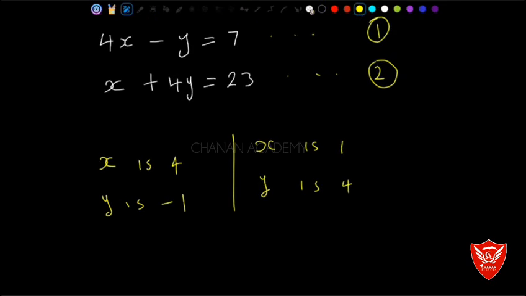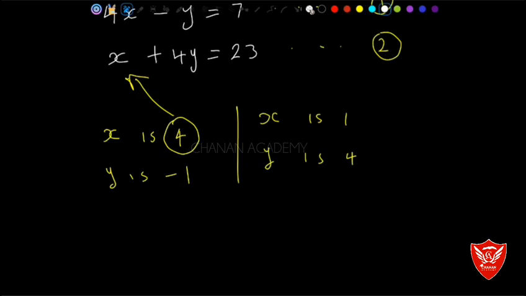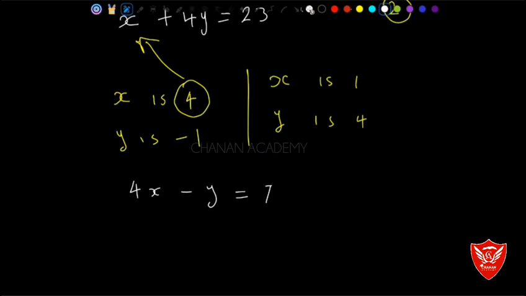Now, can you see that? So we have to choose which of the variables we want to eliminate. If we eliminate x, what we are going to do is take the 4 from equation 1 to multiply everything in equation 2. So we have 4x minus y equal to 7, this is equation 1, and then we have x plus 4y equal 23, and this is equation 2. So let's indicate that: equation 1, equation 2.